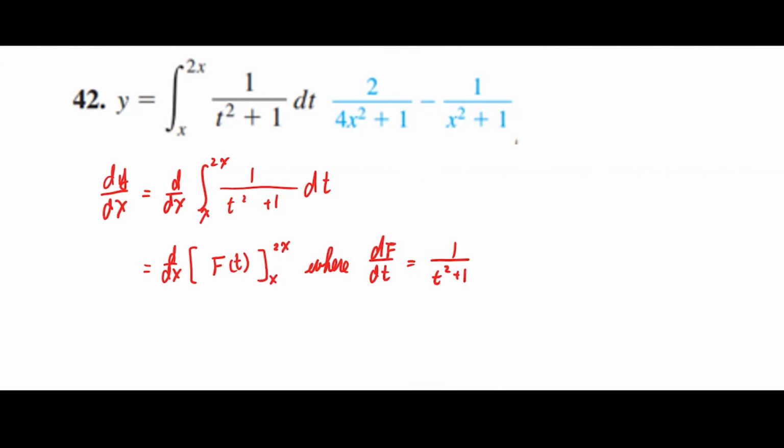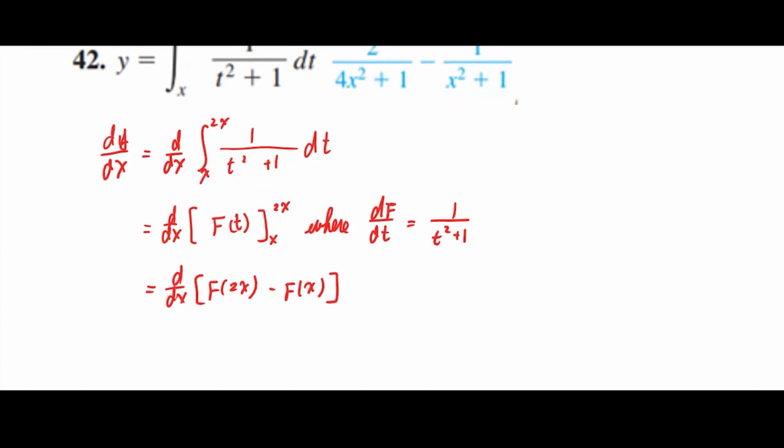Then we substitute it. So 2x in, we have F of 2x minus F of x. You with me so far? Okay, now we take a derivative. So the first one, dF dt, which is this, right? However, because of the chain rule for 2x, we change that numerator to 2.